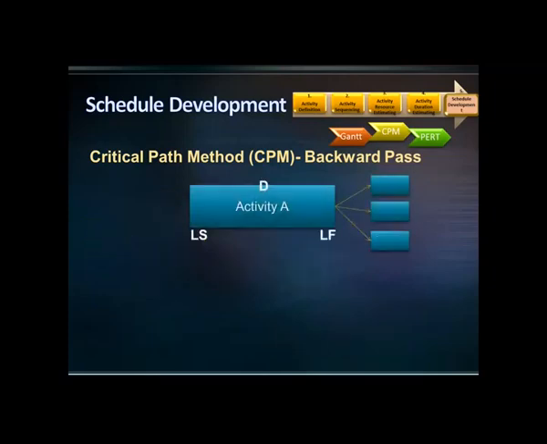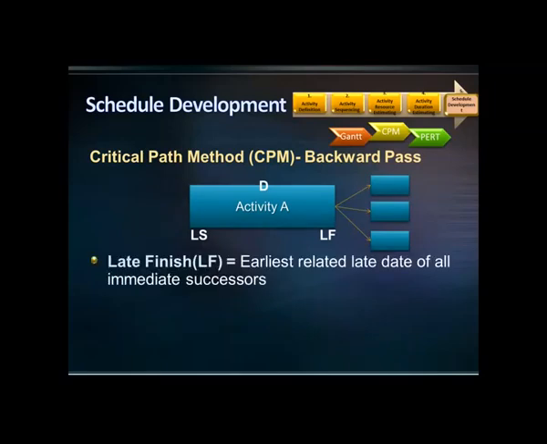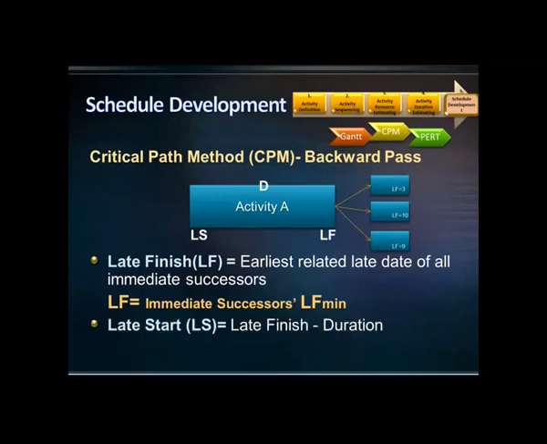As you've examined the backward pass in the previous example, you've seen that the late finish of an activity is the earliest related early date of all its immediate successors. In other words, the late finish of an activity is the minimum late finish of its successors. For example, if the late finish of activity A's successors are 3, 10, and 9 days, the late finish of activity A will be 3 days, taking the minimum late finish of its successors. The late start of an activity is its late finish minus the duration. This is how the late start and late finish dates are calculated in the backward pass.